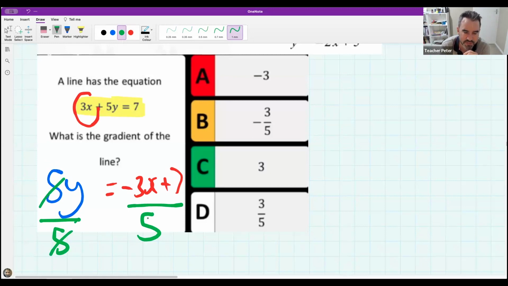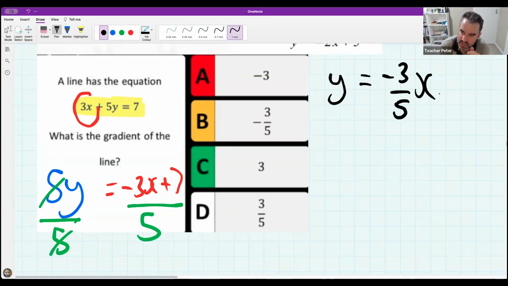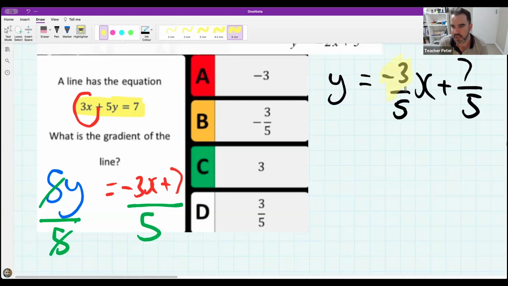But now this 5 is hanging out at the bottom. So what do I do with that? Well, I can divide the minus 3 by 5. And then the x is just sitting here. And then this would be 7 over 5. So according to standard form, the gradient should be minus 3 over 5, which should be B. Okay, so again, this trick about moving something into standard form is definitely a useful thing to have up your sleeve.